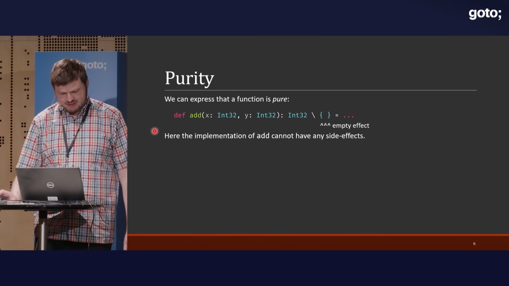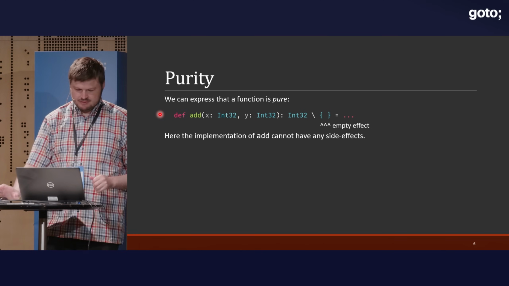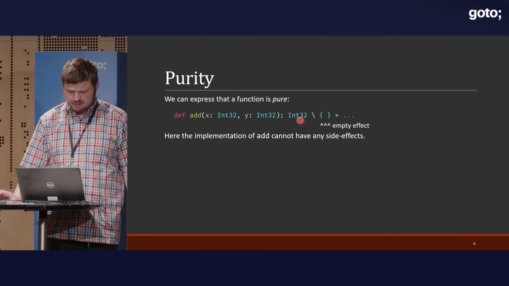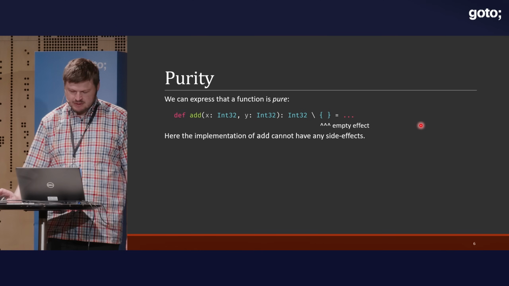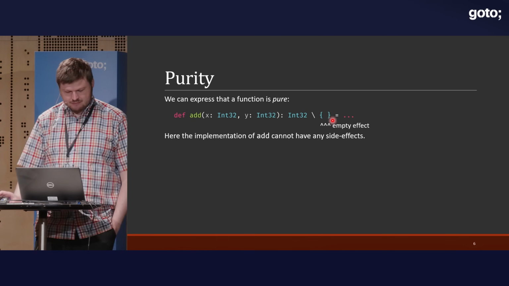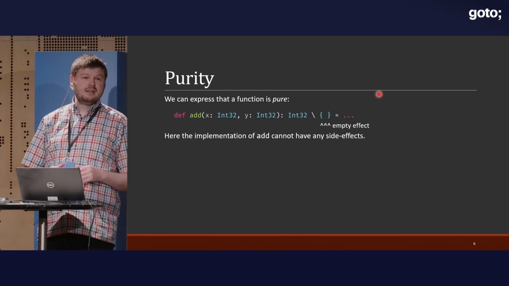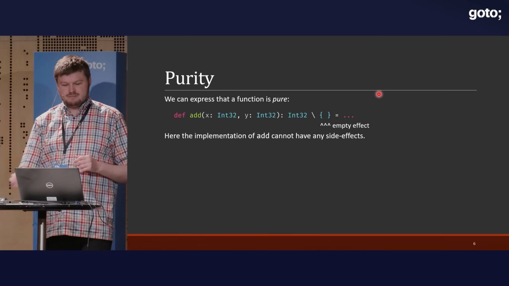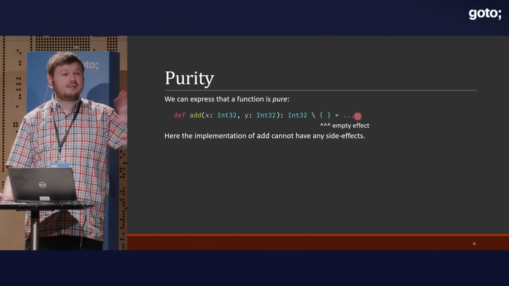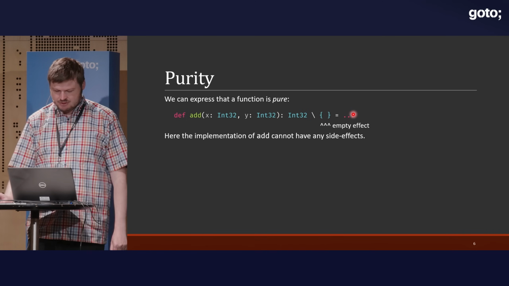Okay, so here in Flix we have the add function. It takes two integers and it returns an integer, and there's some implementation here. What we can say in Flix is that the add function has no side effects. So there we have this backslash, and then we have the empty set of effects. This means that nothing in here can happen that affects the environment. It's not going to delete a file, anything like that. It's just a pure computation.